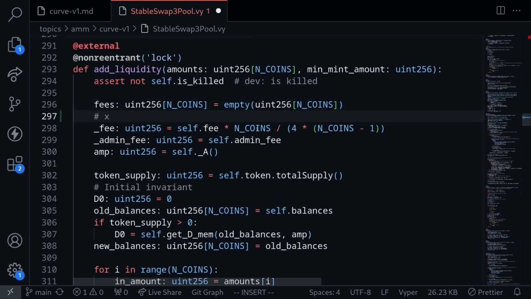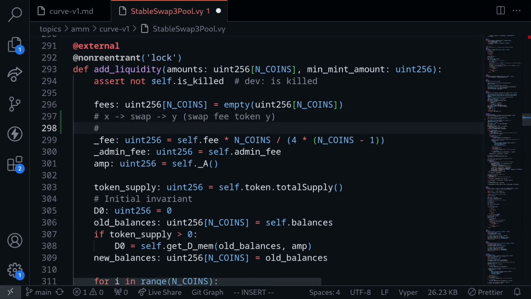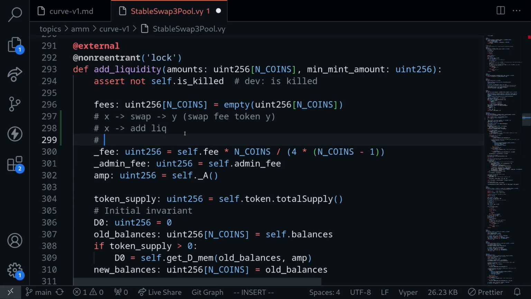Let's say that we have token X and then we swap and then we get back token Y. In this case, we will have a swap fee on token Y. Now in Curve V1, we can also add liquidity in such a way that makes the token balances of the pool imbalanced. For example, we can decide only to add one token. So let's say we add X token to the pool. X token, add liquidity. Now, Curve V1 also allows us to remove liquidity in such a way that makes the token balances of the pool imbalanced.